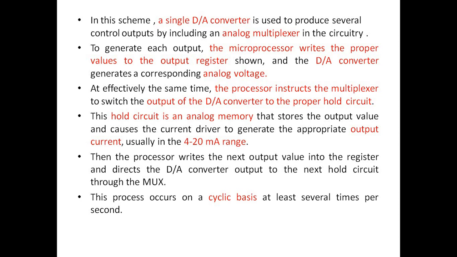This hold circuit is an analog memory that stores the output value and causes the current driver to generate the appropriate output current, usually in the 4 to 20 milliamps range. The processor writes the next output value into the register and directs the digital to analog converter output to the next hold circuit through the multiplexer, that means mux. This process occurs on a cyclic basis, at least several times per second.